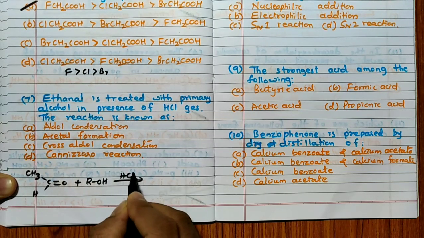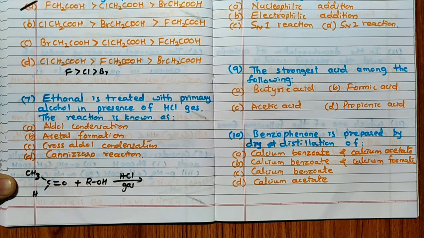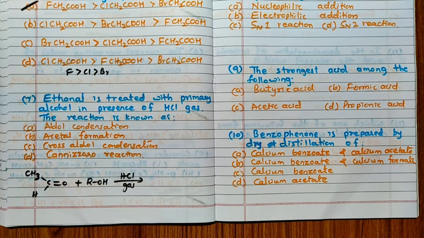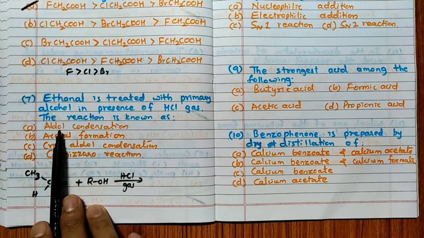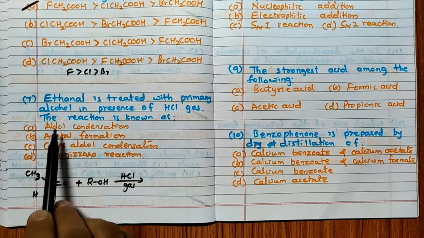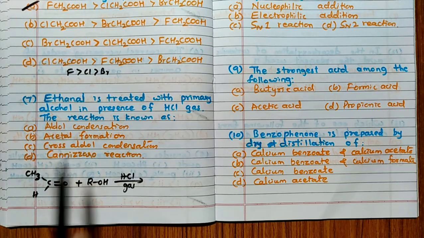In presence of HCl gas, then the reaction is known as. And one thing is very clear, ethanol is there. But for aldol condensation, we need alkali. But acid is given. Definitely this is not the answer. If aldol is not the answer, then definitely cross aldol can never be.